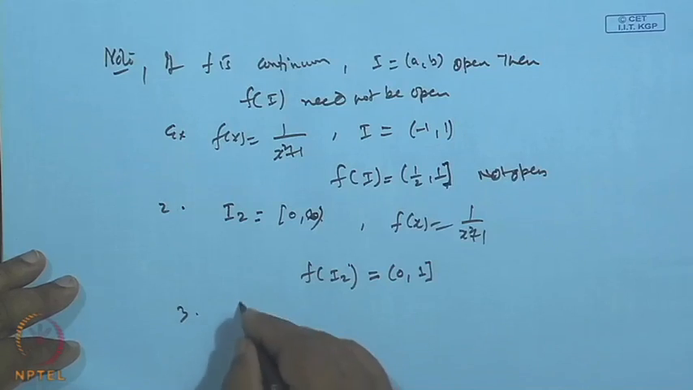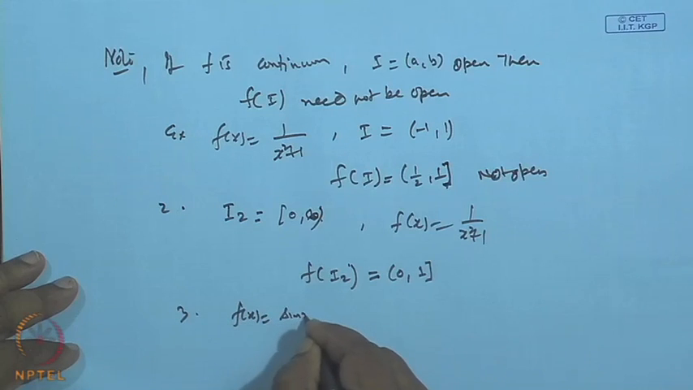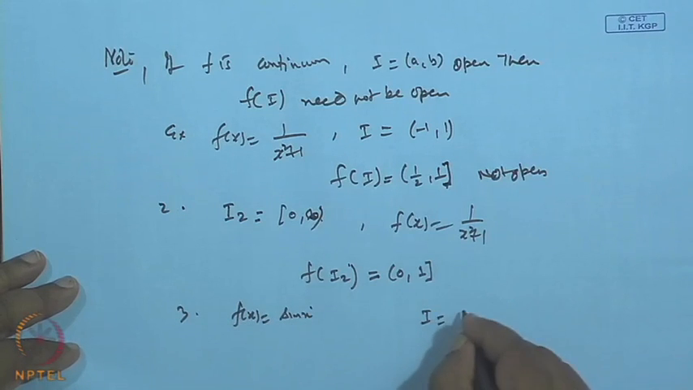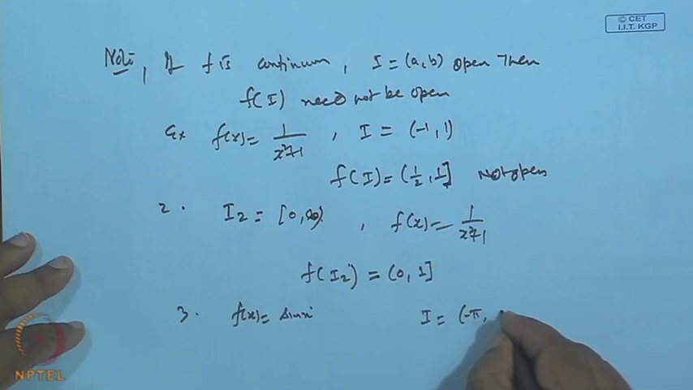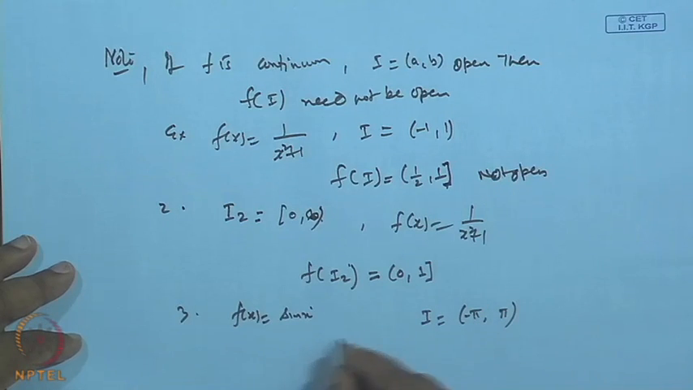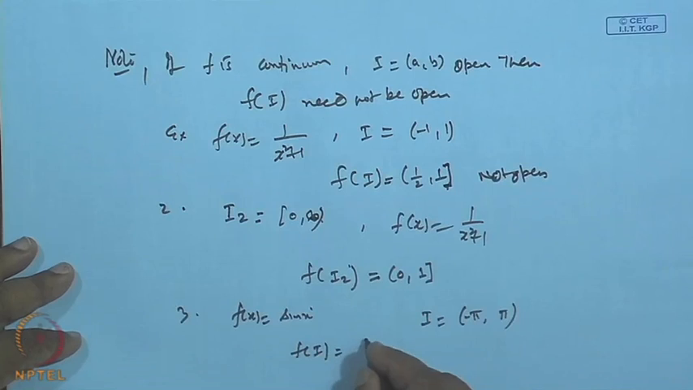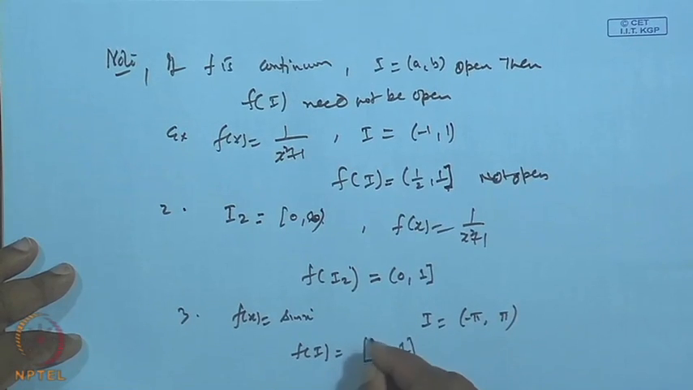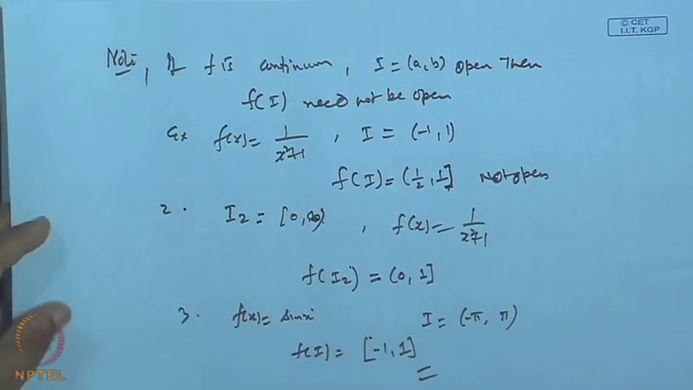Similarly, third, if we take f of x equal to sin x, and we choose the interval minus pi to pi, then the image f of I will be the closed interval minus 1 to 1. So, this shows that only closed intervals under a continuous function remain closed in image; otherwise, if the interval is not closed, the image of that interval under a continuous function need not be of the same nature.